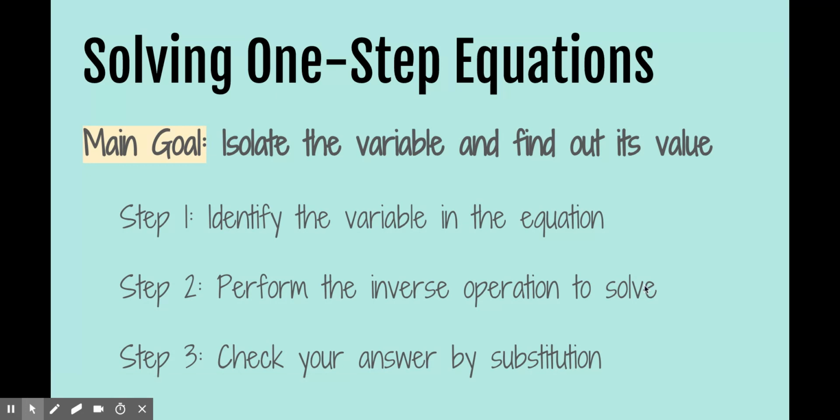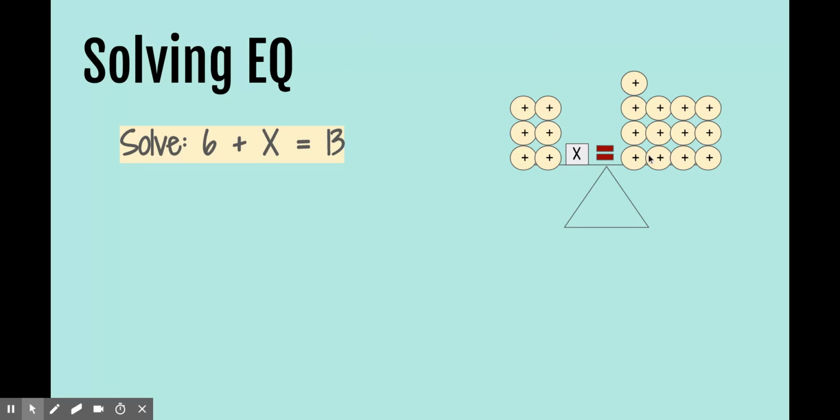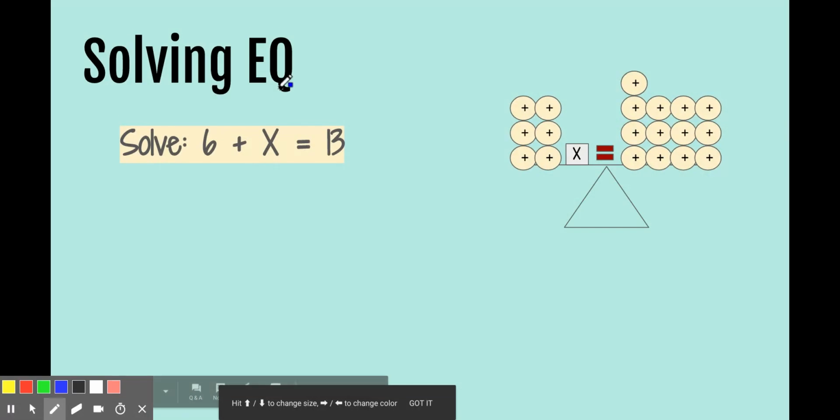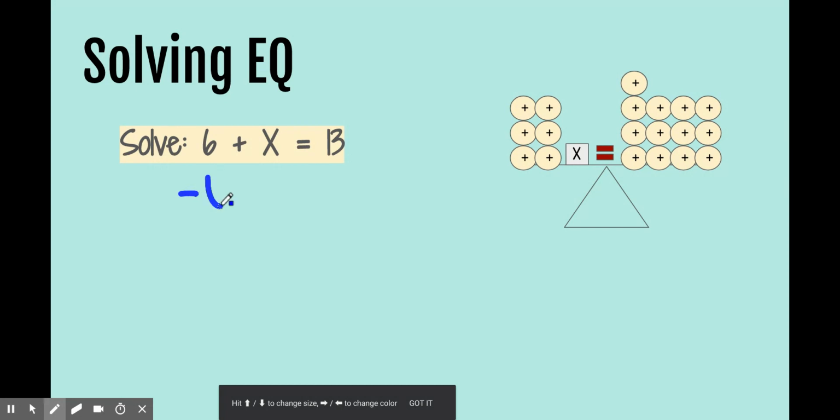So, for example, you also want to be able to model. So here's a little model of this equation. You have positive 6 plus x as our variable equals positive 13. So the first thing you'd want to do is identify the variable. Here it is, x. I'm adding it with positive 6, so my inverse operation of a positive 6 is a negative 6, or subtracting 6.